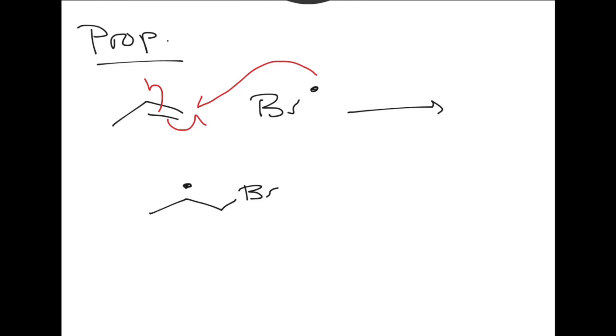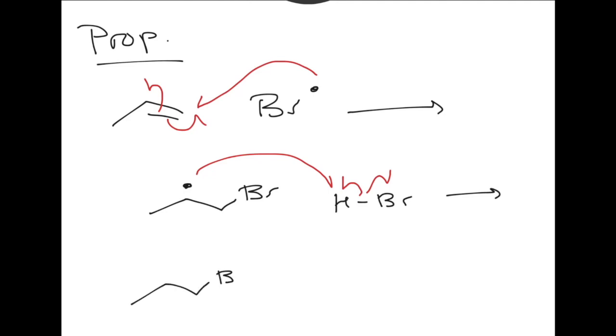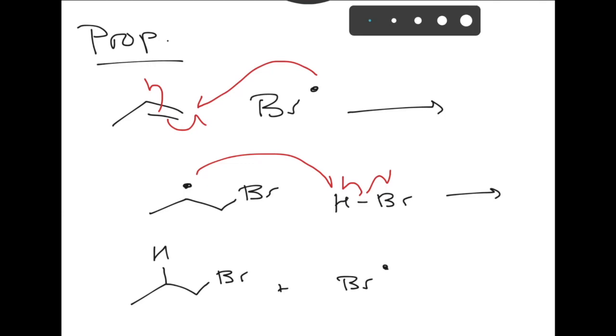Right, so you're going to do a step, regenerate a radical. Now this is going to react with HBr. Same thing, it's going to attack the hydrogen. You're going to break the hydrogen-bromine bond to put a hydrogen on your molecule, plus generate a bromine radical again. So then this bromine radical can react with the next alkene. Right? So I make this bromine radical and I can restart this propagation step again.